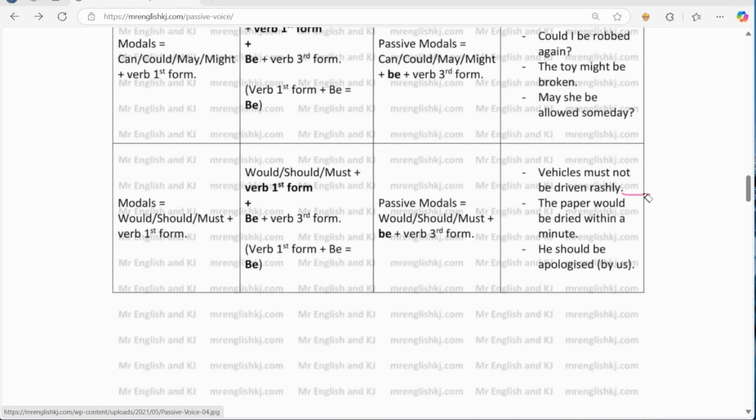Vehicles must not be driven rashly. Now we are saying it to anyone, because we are not mentioning the subject. Whom are we talking about? Maybe we are talking about everyone. And that's why we are making passive. Vehicles must not be driven rashly. Same thing we say if we say everyone must not drive vehicles rashly. If you are not getting it, I suggest you click on the link in the description. Read the whole article. Come back to the video, or you will find the video there also. Watch it again. Still if you don't get it, you know my Discord, which is @MrEnglishKJ. That is my Discord.